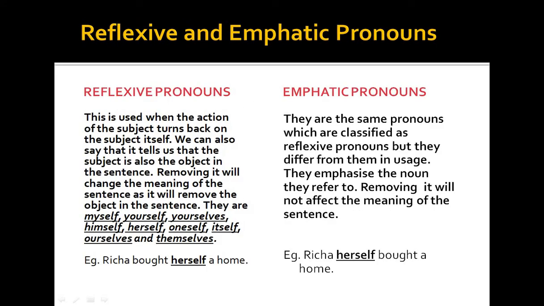Now we will discuss reflexive and emphatic pronouns together. Reflexive pronouns. This is used when the action of the subject turns back on the subject itself. We can also say that it tells us that the subject is also the object in the sentence. Removing it will change the meaning of the sentence as it will remove the object in the sentence. They are myself, yourself, yourselves, himself, herself, oneself, itself, ourselves, and themselves.